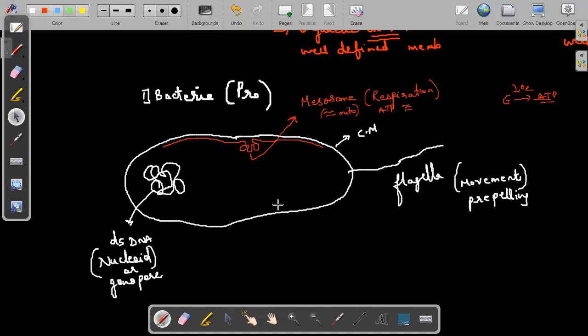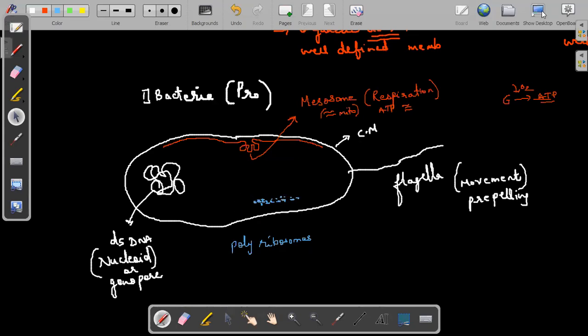Now, next, what you should know is, if you look at a bacteria, they do have ribosomes in them. Ribosomes are organelles. I hope you know that. But ribosomes in a bacteria are basically present as polyribosomes. We call them polyribosomes because they form chains as such.